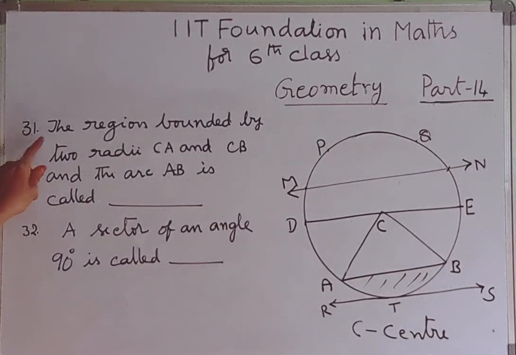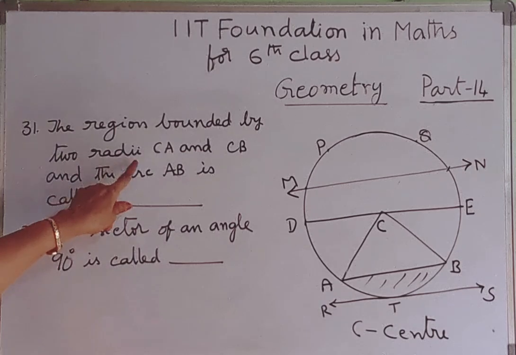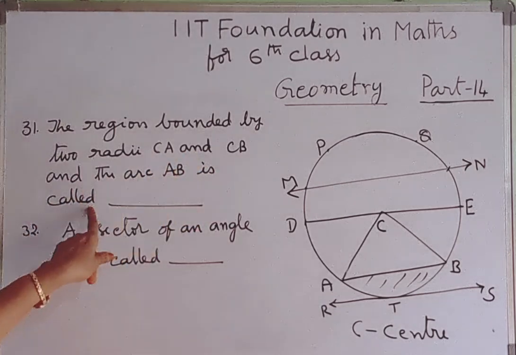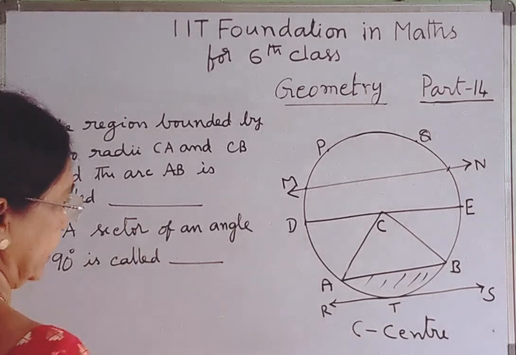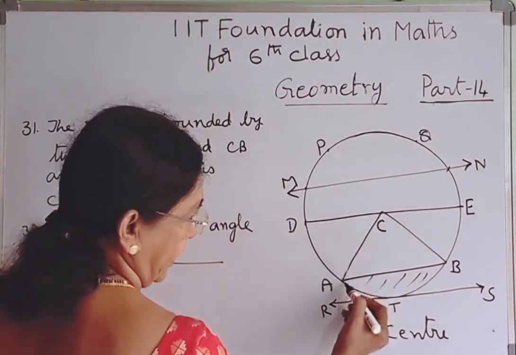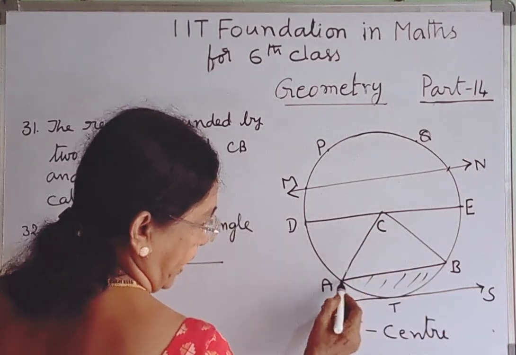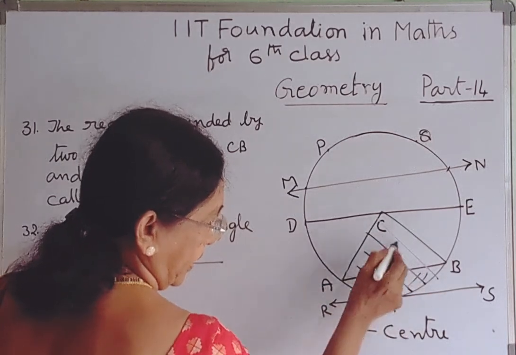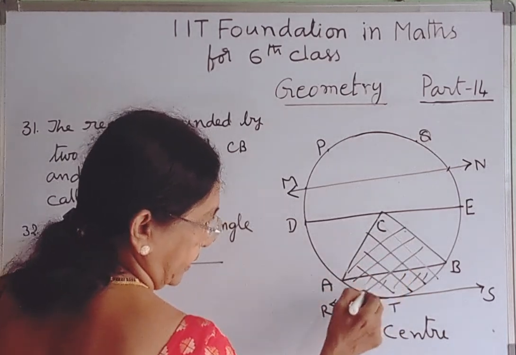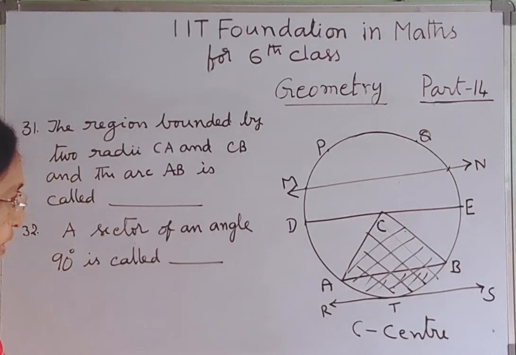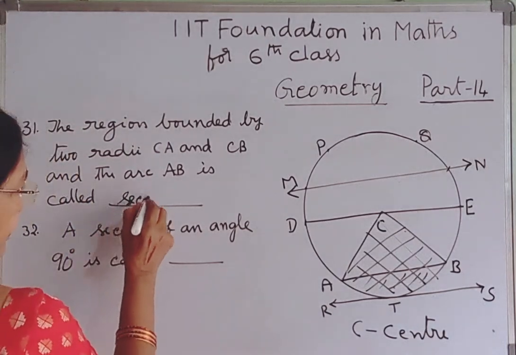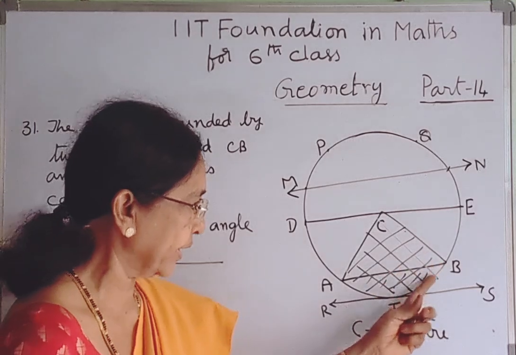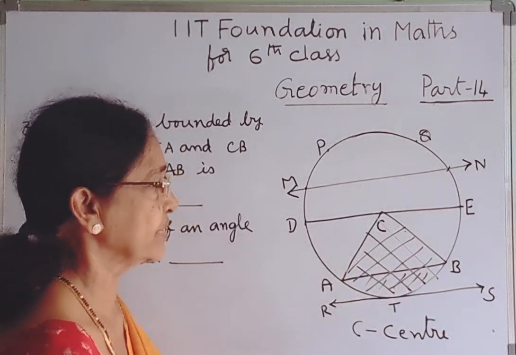Next, 31. The region bounded by two radii CA and CB and the arc AB is called dash. The region bounded by CA, CB and the arc, this total region, this is called a sector. A region bounded by two radii and an arc is called a sector.